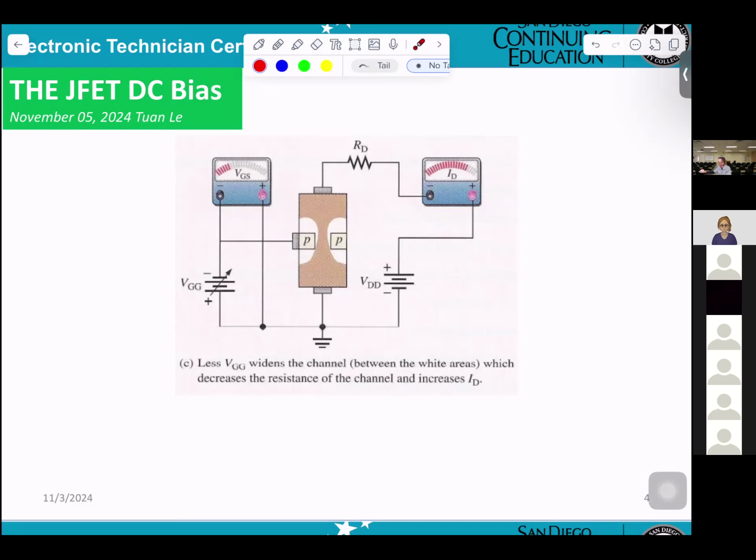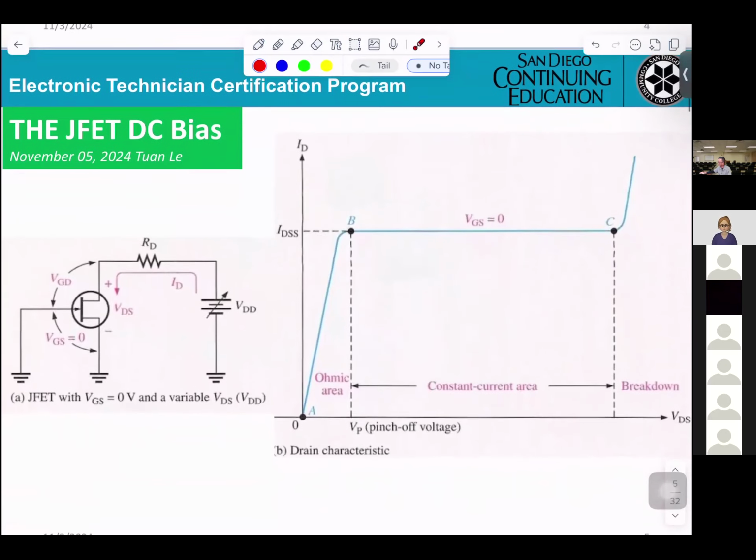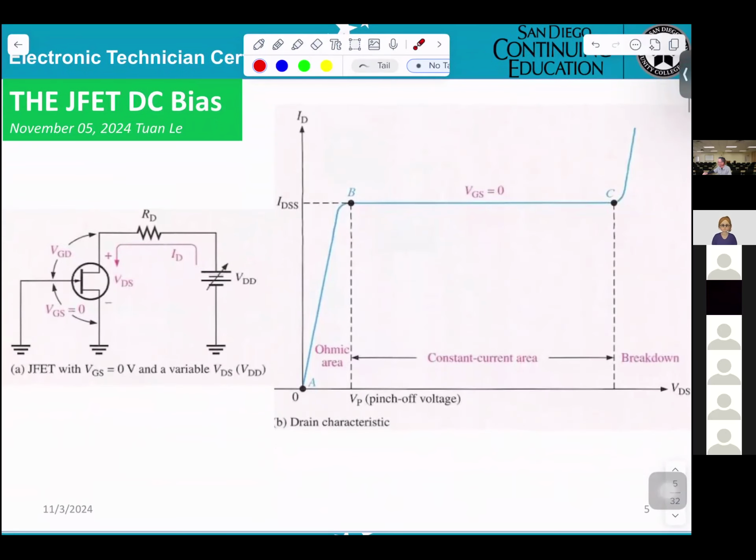For this JFET, it will be controlled by negative voltage. More VGG, that tells you to let current flow. Let voltage VGG, current will be flowing more. Okay, we'll see.